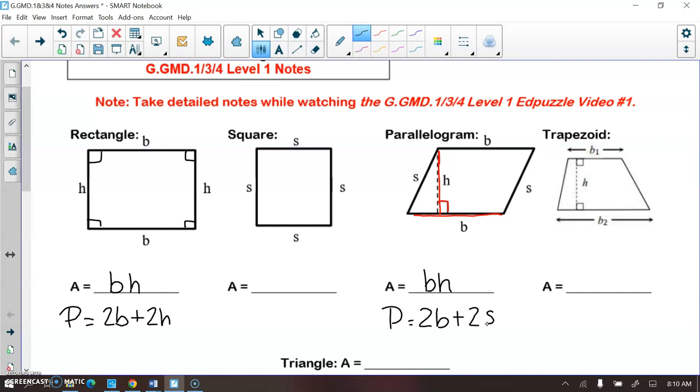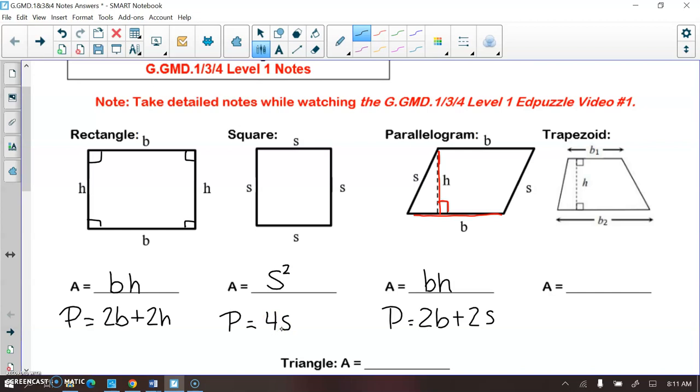Now let's look at the square. The area formula for a square is going to be s times s, which would be s squared. But if I were to do the perimeter, it would be s plus s plus s plus s, which is 4 times s.